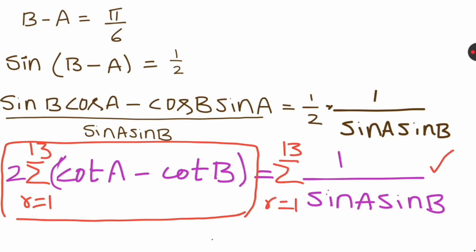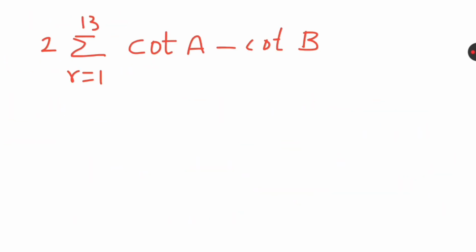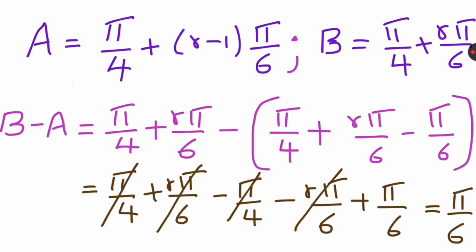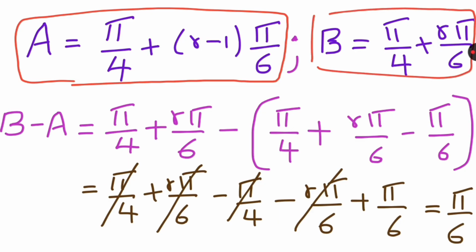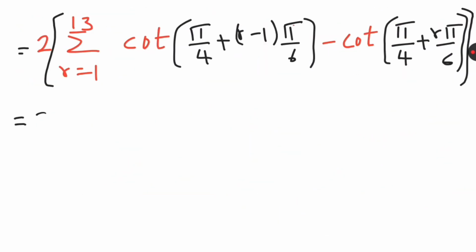Let's substitute r equal to 1 to 13. What is the A? A is nothing but pi over 4 plus (r minus 1) pi over 6. And B also you have to take pi over 4 plus r pi over 6. Let's take this A and B values. Now you have to substitute r equal to 1. So when r equal to 1, cot of what we have?